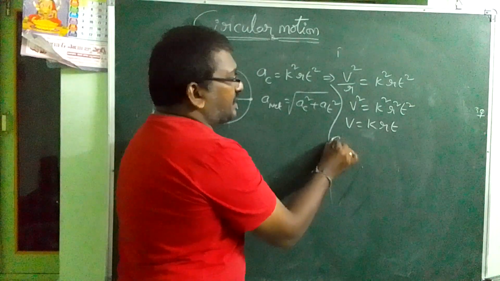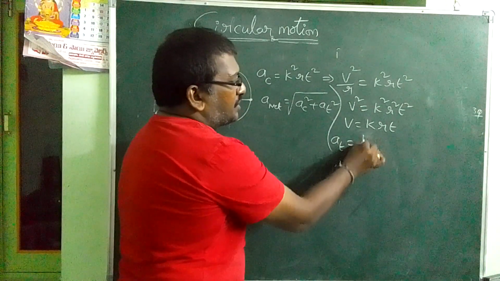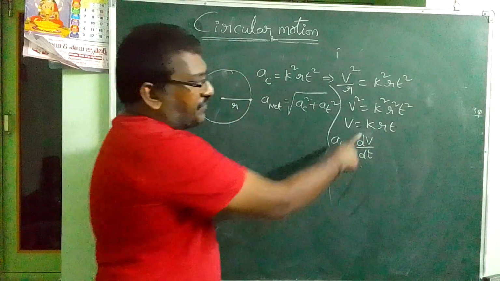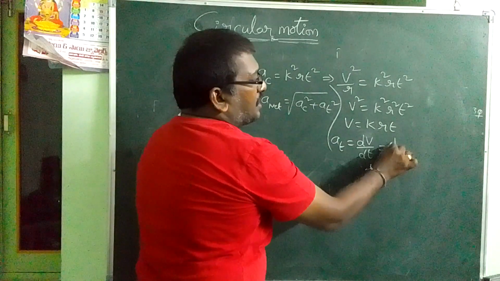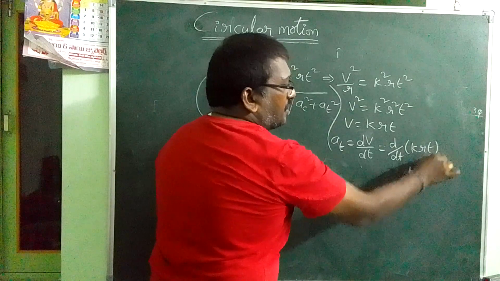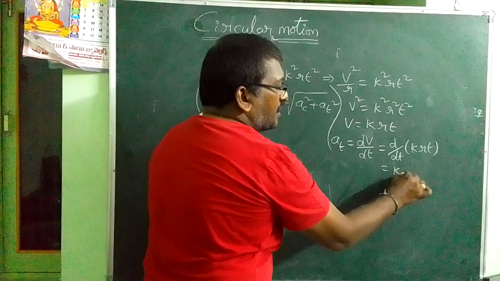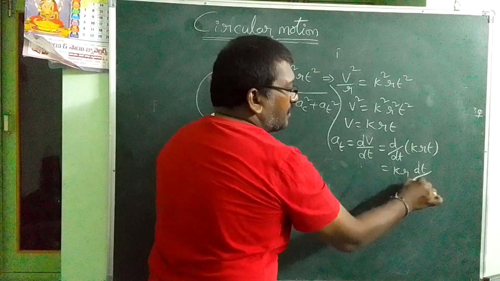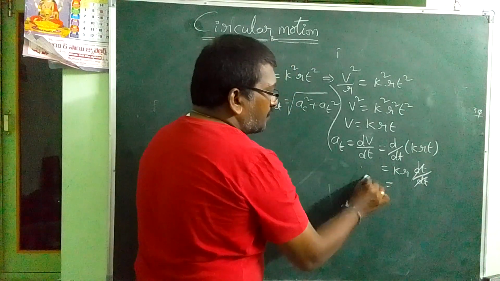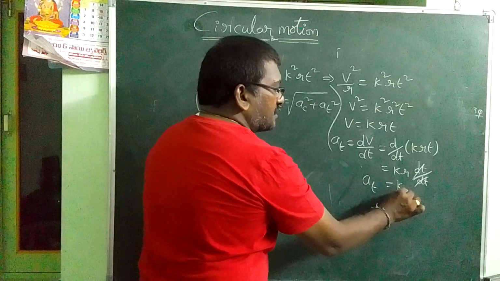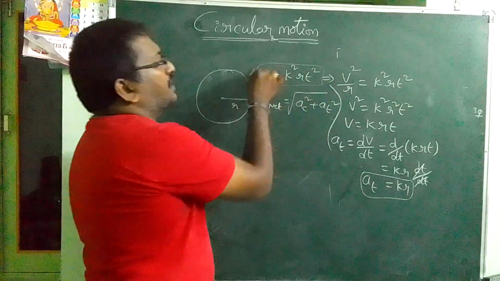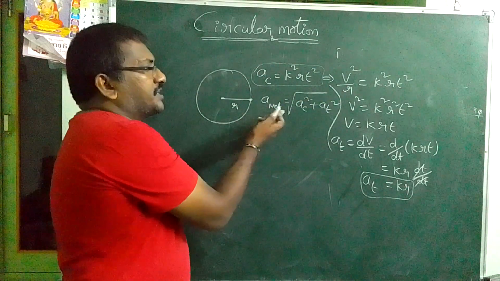Now I am going to calculate the tangential acceleration, Nana. We know the tangential acceleration is nothing but dv by dt. Differentiating this, d by dt of k r t. So k into r take out, you get d by dt of t, and this cancels. Finally, what you get, Nana? Tangential acceleration is equal to k r. Centripetal acceleration is already given in the data. What is the net acceleration?